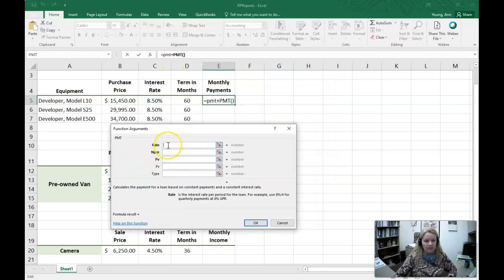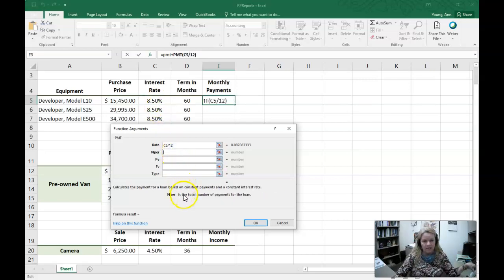The rate of the loan will be here. The definitions, by the way, are located right down here for what you're looking for. This is the interest rate per period for the loan. Use 6% divided by 4 for quarterly payments at 6%. So we have this rate divided by 12 because we're making 1 payment per month.